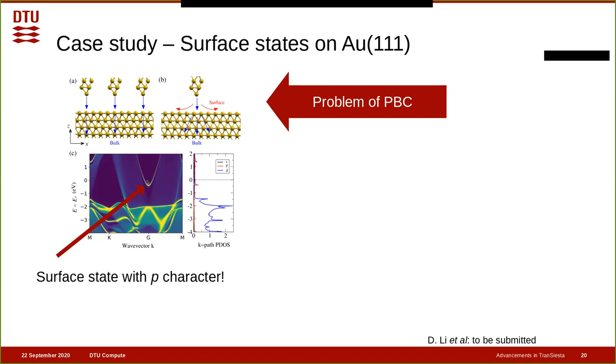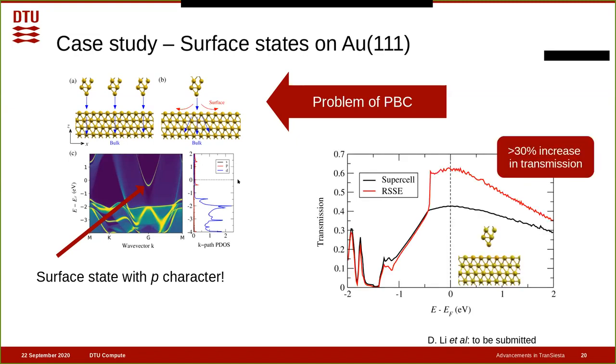And this is a problem that we have been working on for some time now, and this will hopefully soon be submitted. What you will find is that when you do the regular TranSIESTA with 2 electrodes and transverse periodic boundary conditions, you'll find a black curve here. So there you don't have any surface states. But when you do the real space self-energy, you actually get an increased transmission just below the Fermi level, and that corresponds very nicely with the energy of the surface state.